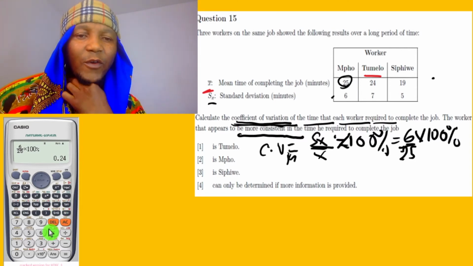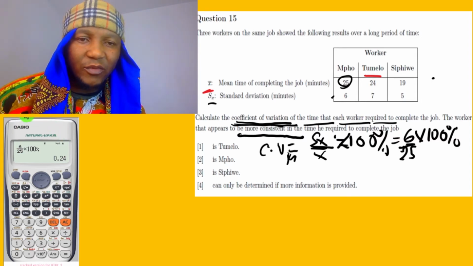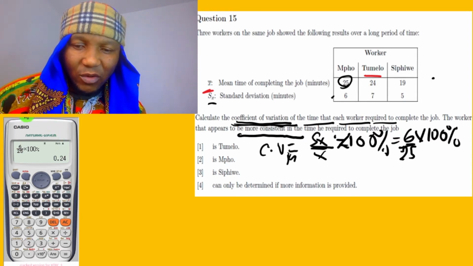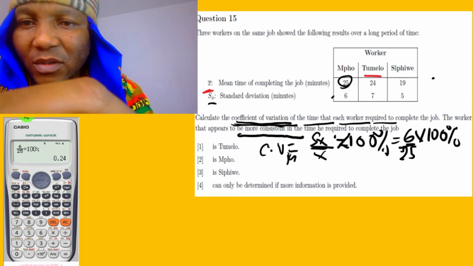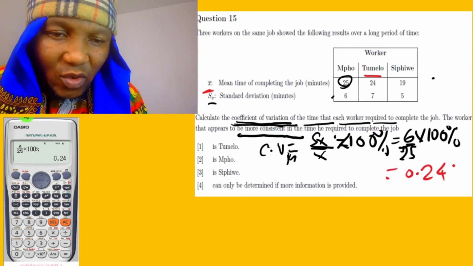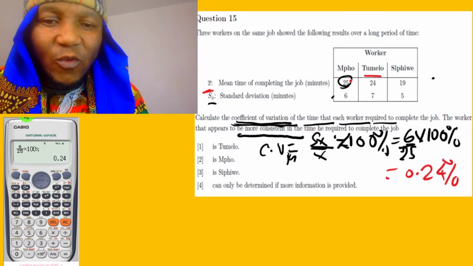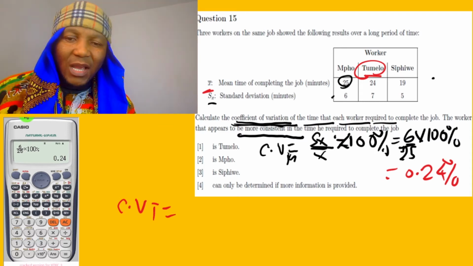So for Mpo, we know the coefficient of variation is 0.24%. Now let's do Tumelo. For Tumelo, we're going to play the same game.